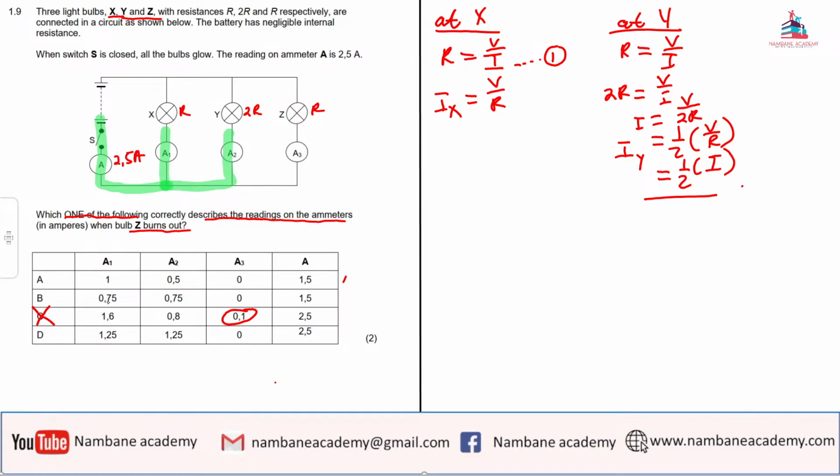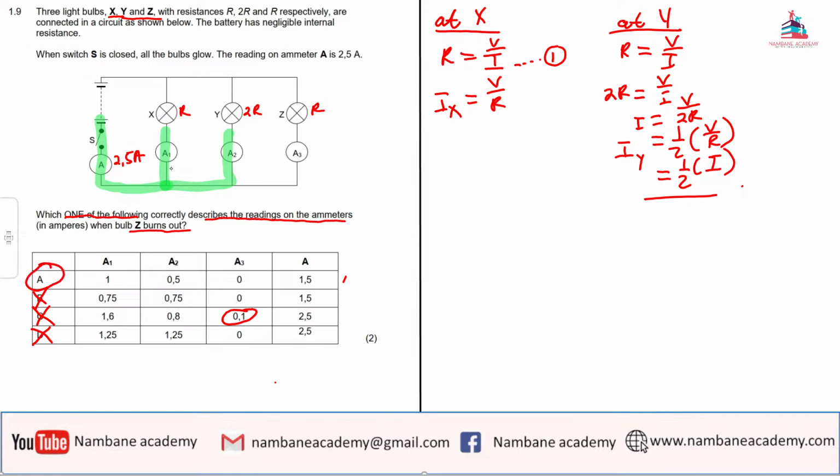If 0.75 is passing at A, and 0.275 is passing at B, that cannot be correct. We are looking for the half of A. So this automatically becomes incorrect. If 1.25 is passing at A1, we are looking for the half of 1.25. This one also becomes incorrect. So the correct answer must be A.